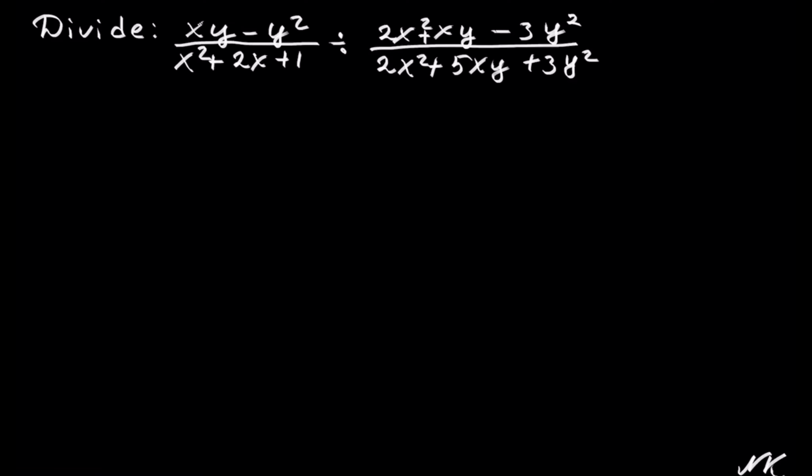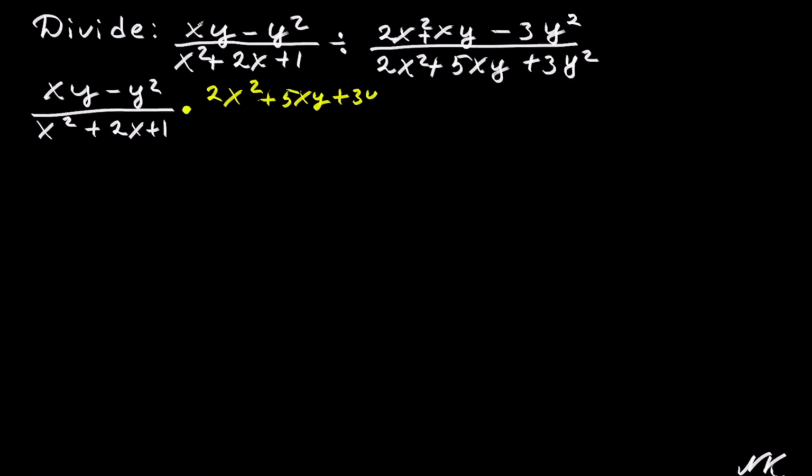Let's begin by rewriting this into multiplication. We keep the first fraction as is, so we have xy minus y squared out of x squared plus 2x plus 1. We change division into multiplication and we flip the second fraction, so we get 2x squared plus 5xy plus 3y squared out of 2x squared plus xy minus 3y squared.